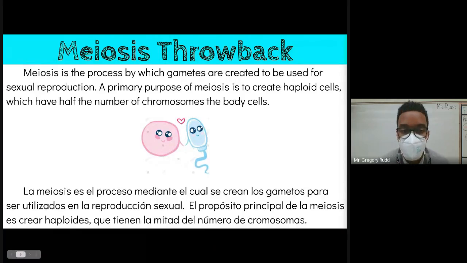So I'm going to just read both of these sentences now that all of the words have been revealed. Meiosis is the process by which gametes are created to be used for sexual reproduction. A primary purpose of meiosis is to create haploid cells, which have half the number of chromosomes of the body cells. Okay, there's a lot of information packed in those 2 sentences. Any questions about that, though? Sion, you feel good about this? Okay. This is a throwback to Unit 3 when we talked about the cell cycle. I'm going to leave this up just a little bit longer so anybody who needs to can capture this information.